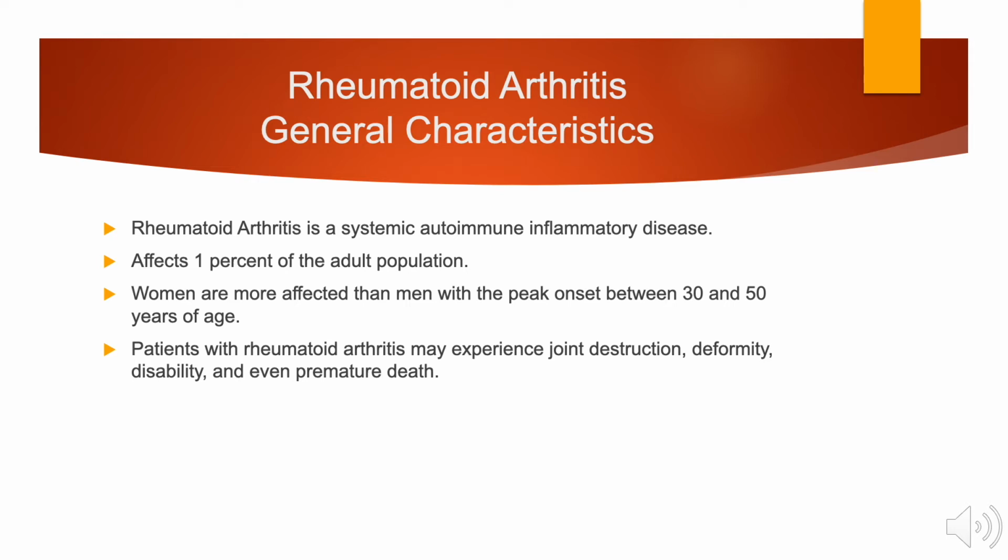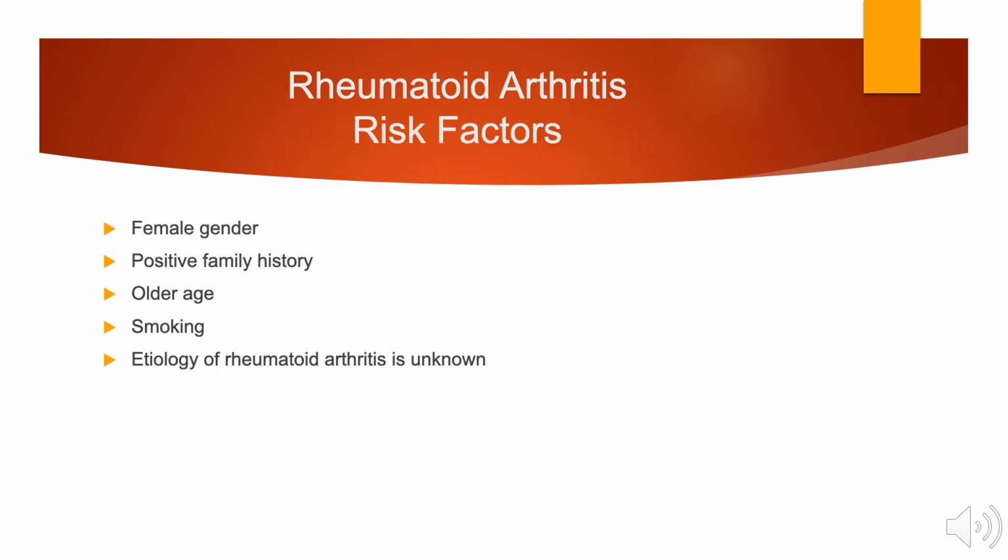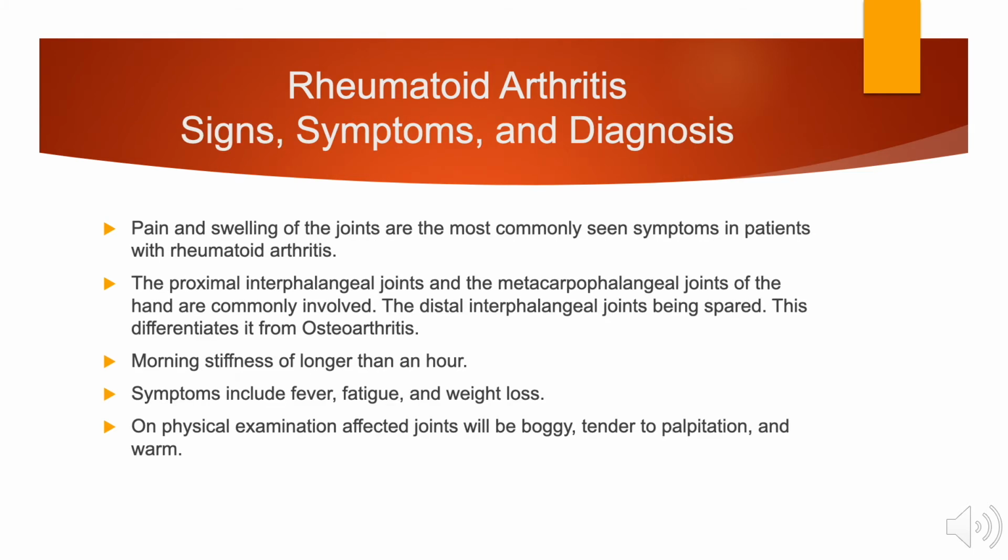Most patients with rheumatoid arthritis experience a chronic fluctuating course of the disease that, despite therapy, may result in progressive joint destruction, deformity, disability, and even premature death. Some of the risk factors for rheumatoid arthritis are being female, having a positive family history, older age, smoking, and previous silicone exposure. For this disease also, the etiology is unknown.